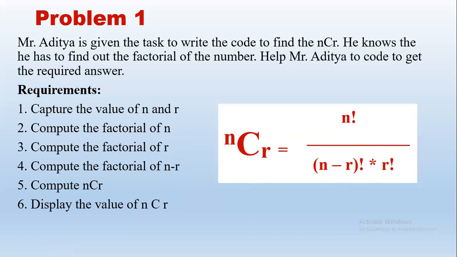What do we analyze from this problem? We need input n and r. Output is the value of NCR. Logic is to find NCR using the formula. For this, we have to find factorial of n, factorial of r, factorial of n minus r. Once we find these 3 values, we will substitute them in the formula, get the value of NCR and then print it. So this is the main logic.